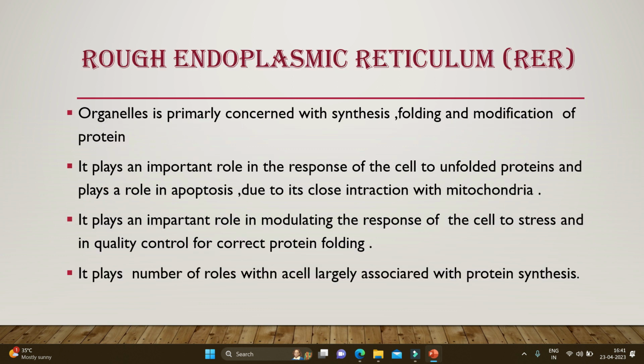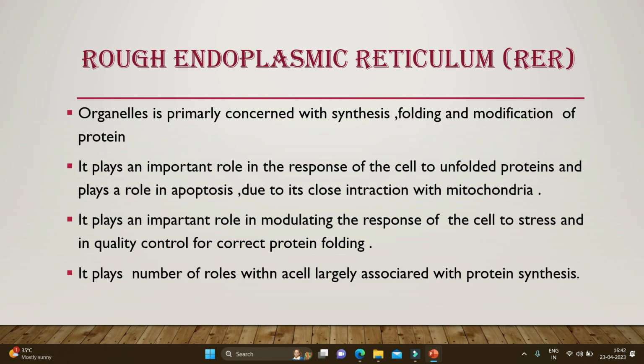The rough endoplasmic reticulum is primarily concerned with the synthesis, folding, and modification of proteins. It plays an important role in the response of the cell to unfolded proteins and in apoptosis due to its close interaction with the mitochondria. It plays an important role in modulating the response of the cell to stress and in quality control for correcting protein folding. It plays a number of roles within a cell largely associated with protein synthesis.